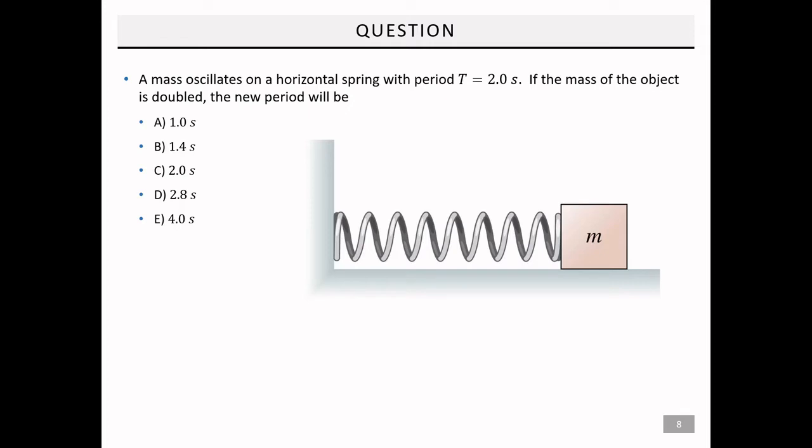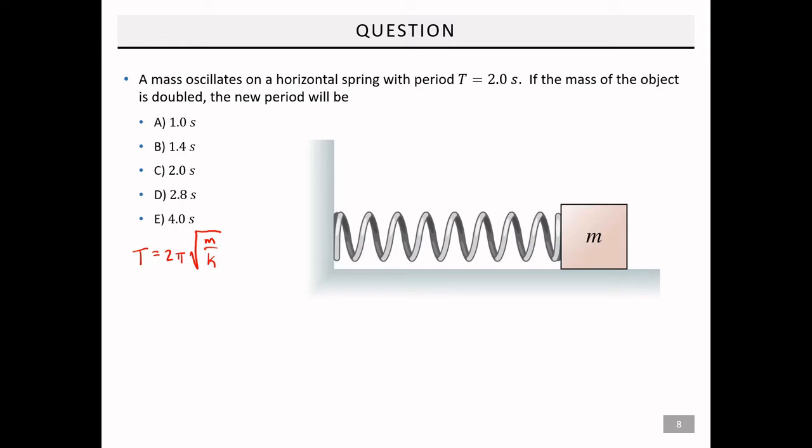Here's a question. I will let you read through it and then pause the video to think about it. Okay, so on the previous slide we saw that the period can be written as 2 pi times the square root of m over k.